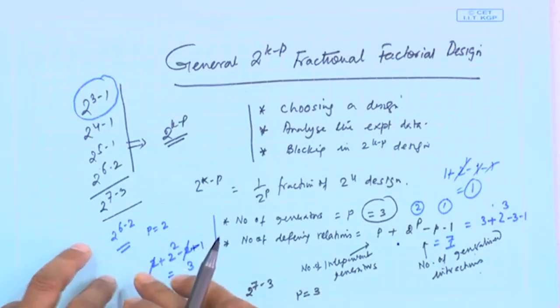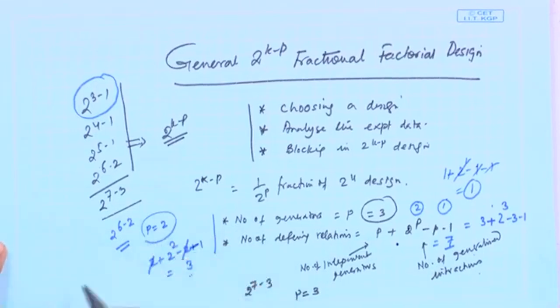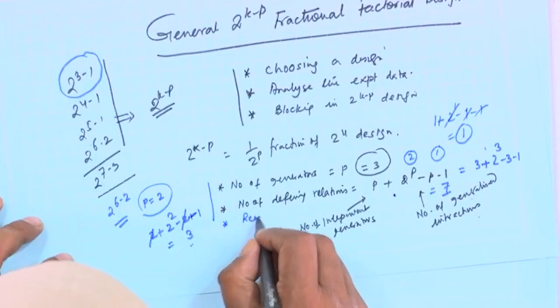Now, find that depending on the situations, depending on the p value fraction, there can be different generators. So, you have to choose the generators in such a manner that you will get the best alias structure. That means, the minimum alias structure I can tell you for the factors of interest. And this is possible when you go for the highest possible resolution. So, another important one is resolution.